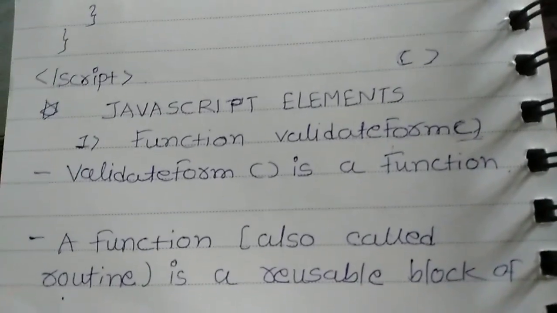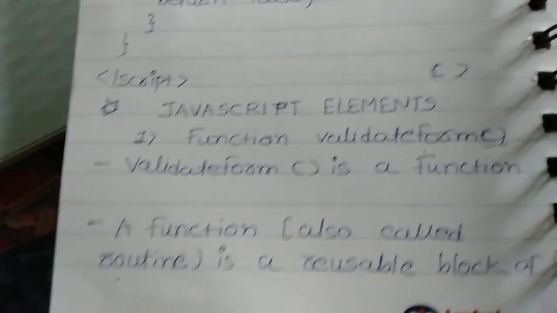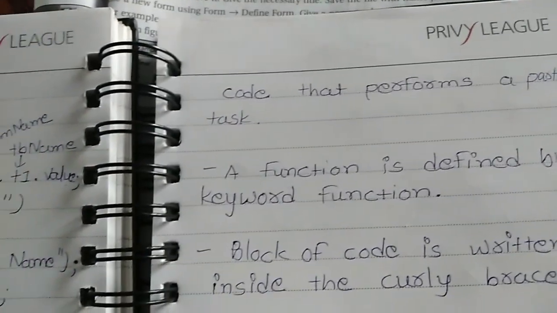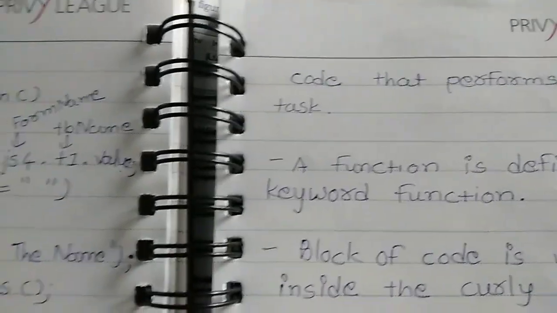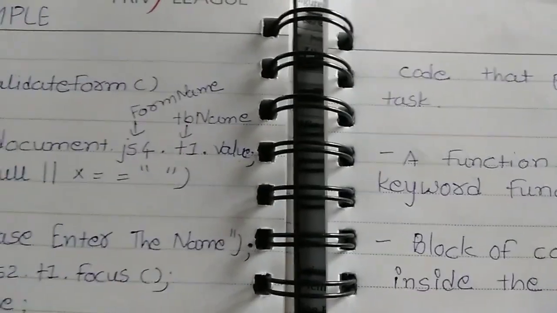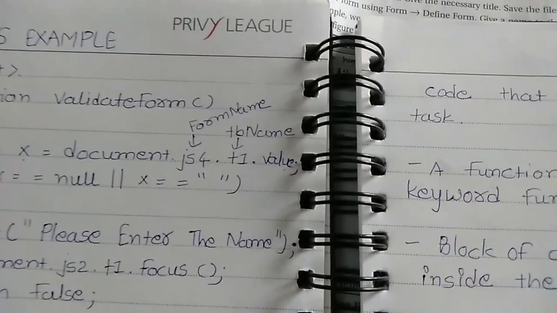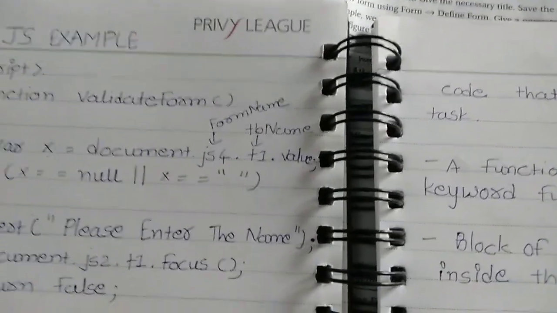Most important, what do you mean by a function? MCQ: a function is a reusable block of code that performs a particular task. Why are we using reusability of code? Because it performs a particular task. Which task? A particular task. As I told you, I want the same coding in my second page, third page, fourth page.